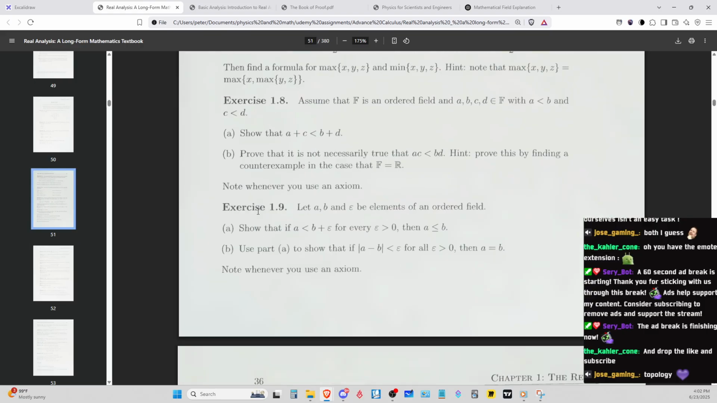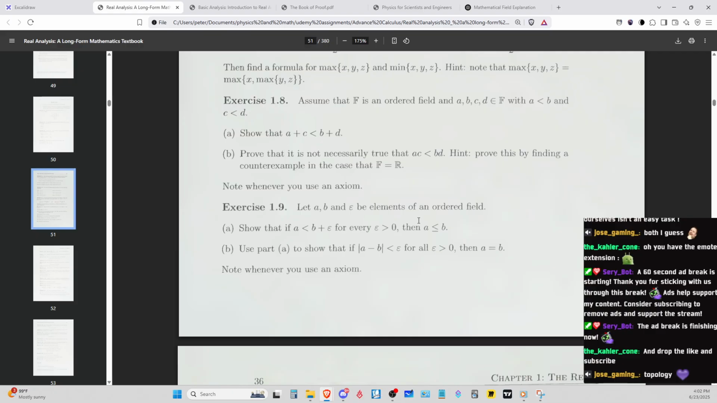Let's see, what is this one? Okay, so 1.9. Let's see what this one says. Let A and B and epsilon be elements of an ordered field. Show that if A is less than B plus epsilon for every epsilon greater than 0, then A is less than or equal to B.